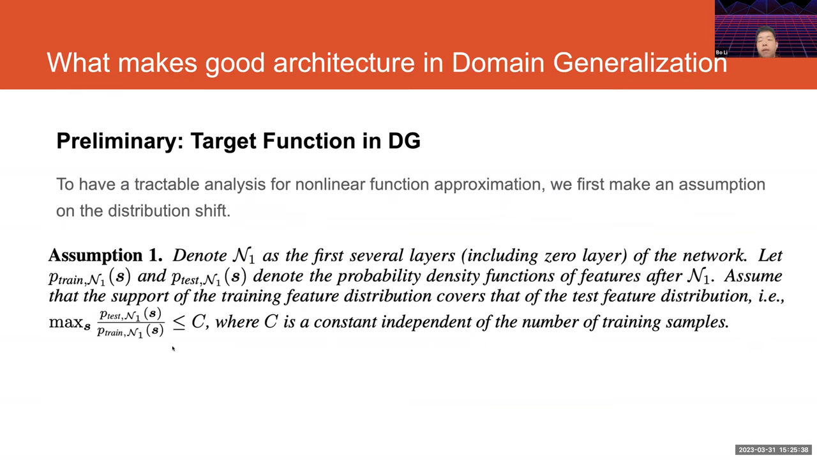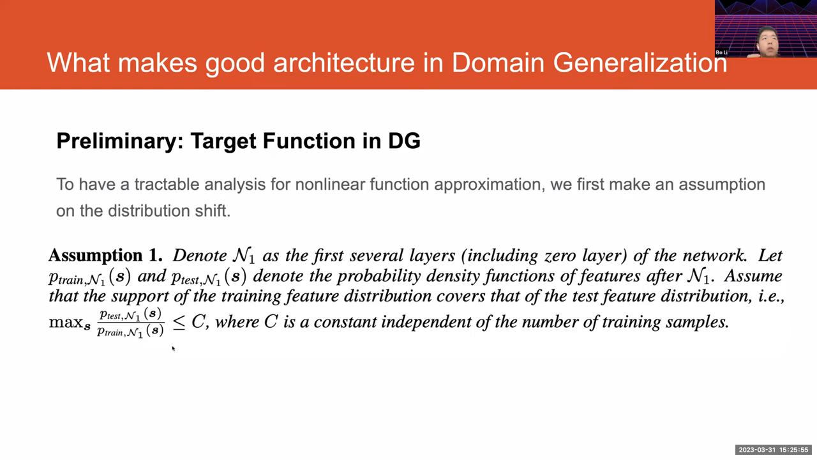After the definition of algorithmic alignment, we should also define the target functions in DG. This may be somewhat complicated, but I will explain it as simply as possible.